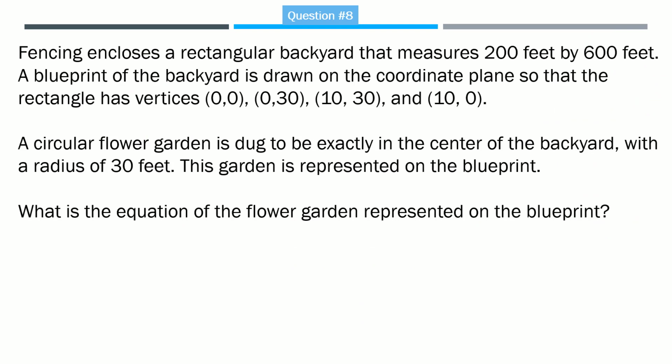Question number 8. Fencing encloses a regular backyard that measures 200 feet by 600 feet. A blueprint of the backyard is drawn on the coordinate plane so that the rectangle has vertices 0, 0, 0, 30, 10, 30, and 10, 0. So you really need to pull out your graph paper and sketch this. If you don't have it, I'm just going to do a sketch, so it's not important, but it's more organized and easier to see if you do have graph paper.